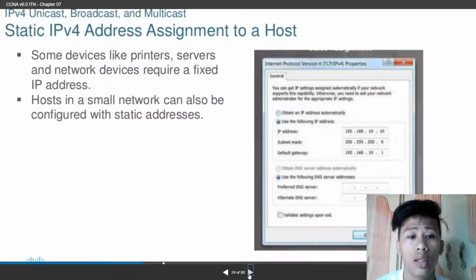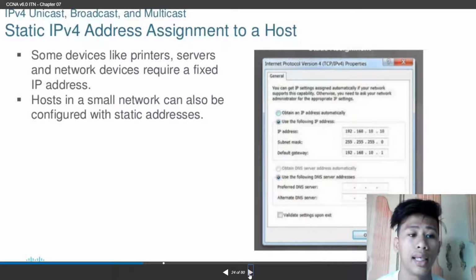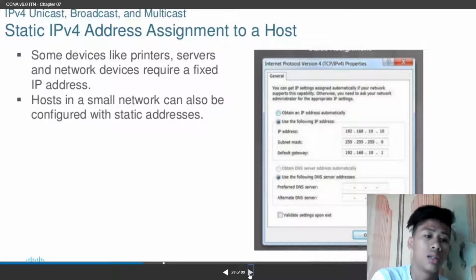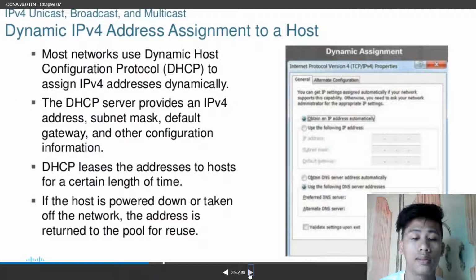This is the static IPv4 address assignment to a host. In a smaller network, hosts can be configured with a static address, and sometimes devices like printers, servers, and network devices require a fixed IP address.